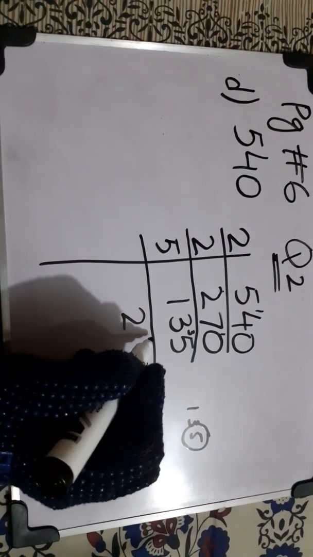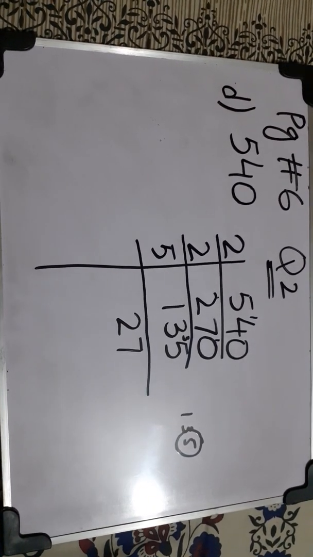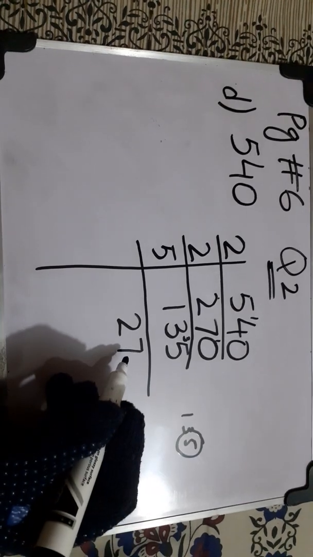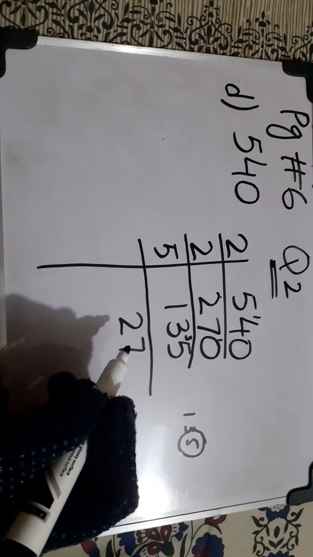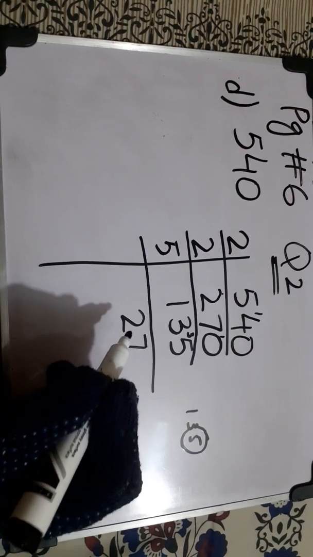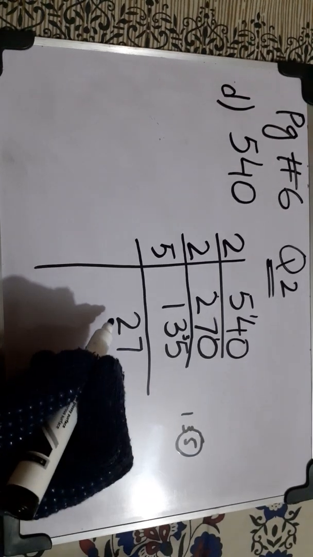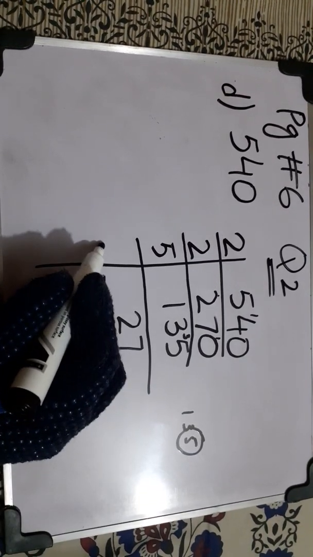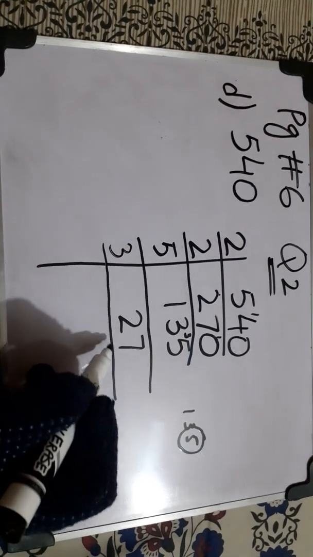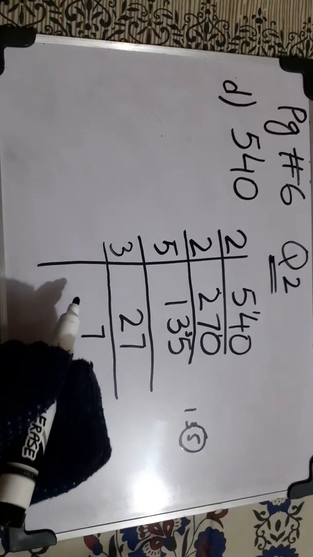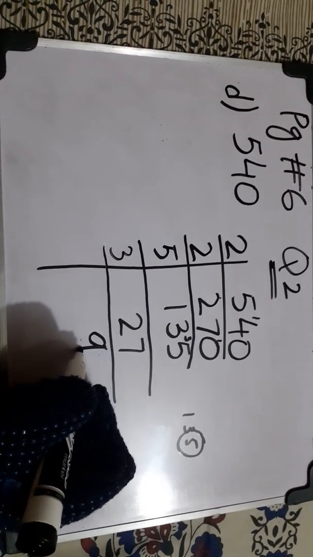5 7s are 35. Now we have 27. 27 is an odd number because the last digit is 7, so the whole 27 is an odd number. Okay, so it cannot come in the table of 2. Now we will take table 3. Does 27 come in the table of 3? Yes. 3 9s are 27.